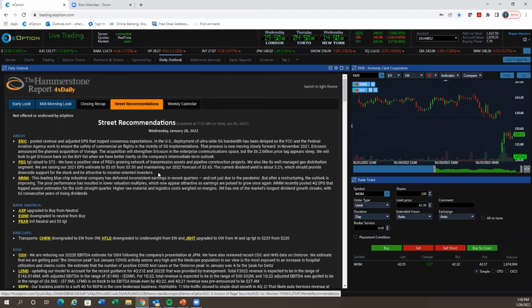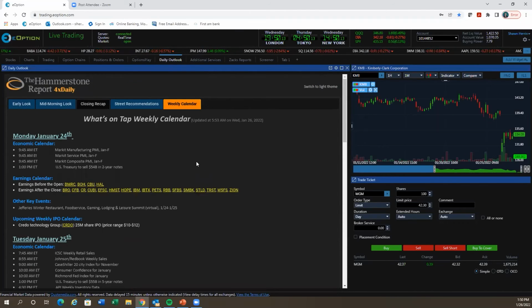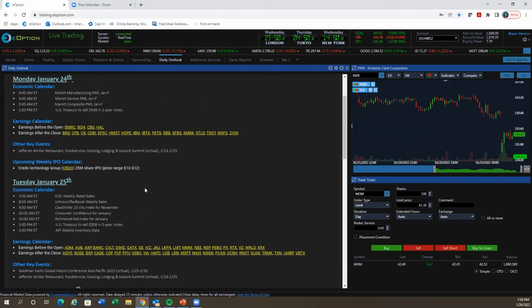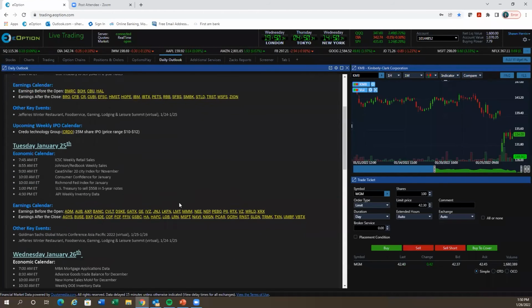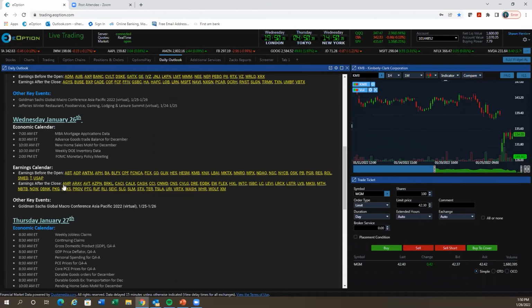But going back to earnings, what you'll find on the weekly calendar is this comes out on Friday, and it shows you for the following week, the next week, what earnings are coming, what economic news is coming out each day, what IPOs are coming out, what conferences are going on. So useful information to kind of give yourself an idea of what you might want to watch on your watch list or look at. So for today being Wednesday, you can see earnings after the close tonight.